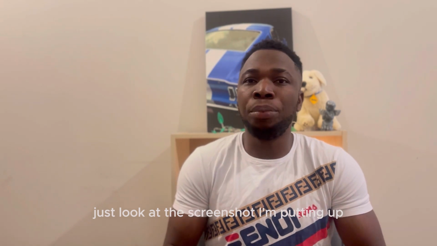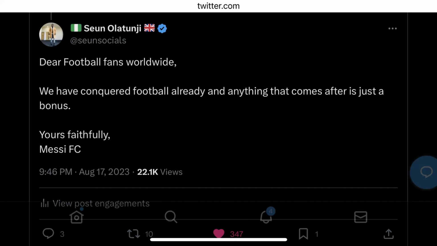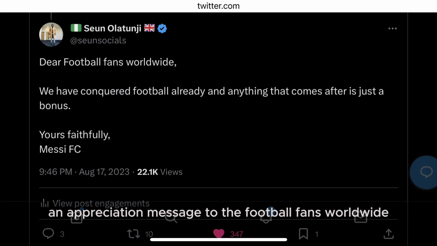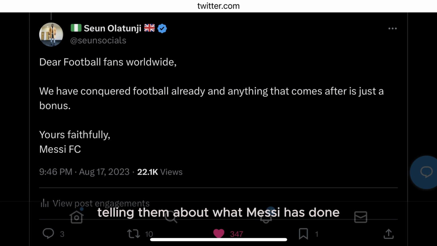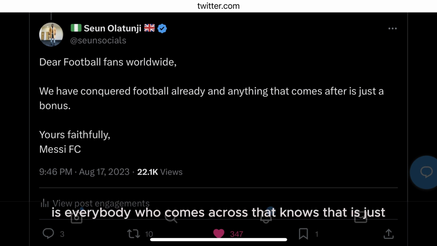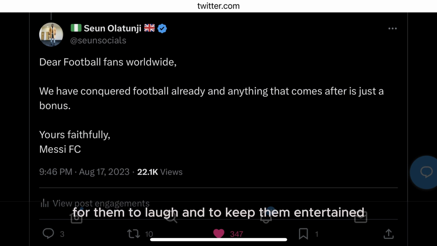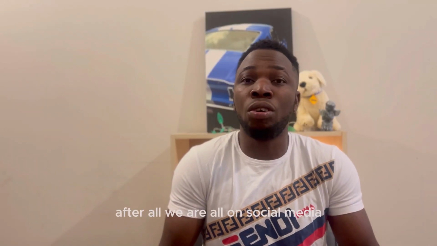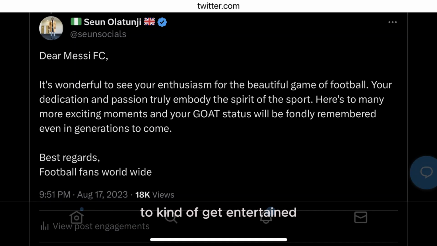Just look at the screenshot I'm putting up. I'm writing an appreciation message to the football fans worldwide, telling them about what Messi has done on behalf of all Messi's fans. That's quite entertaining. It's not too serious. Everybody who comes across that knows that it's just for them to laugh and to keep them entertained. After all, we are all on social media to get entertained. After being informed, we like to get entertained as well. You can't be serious with everything.